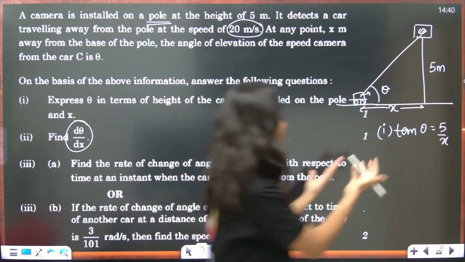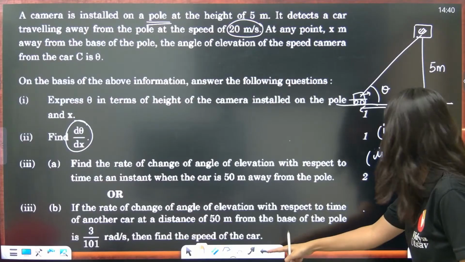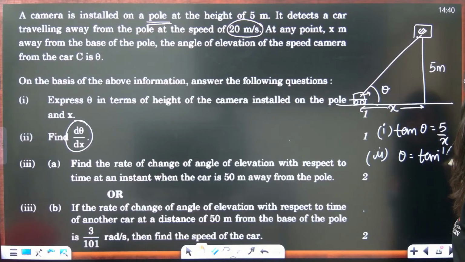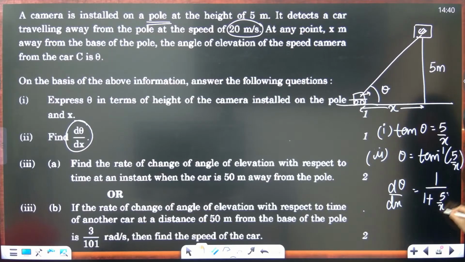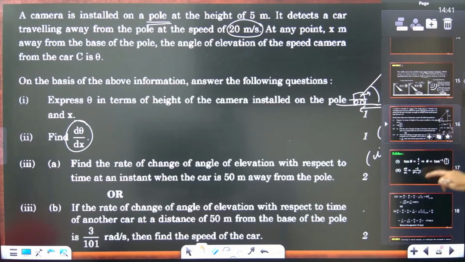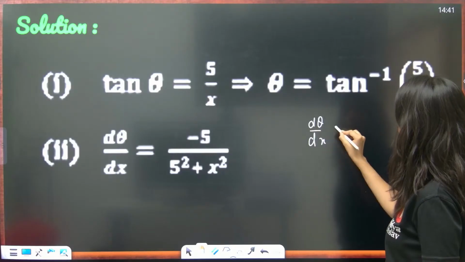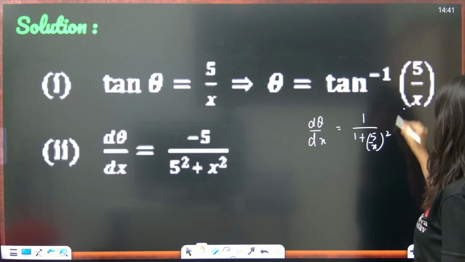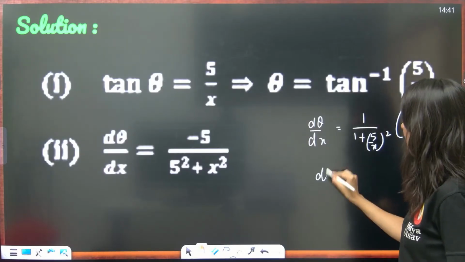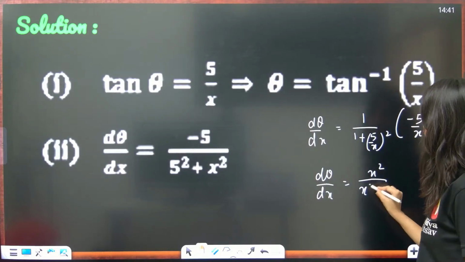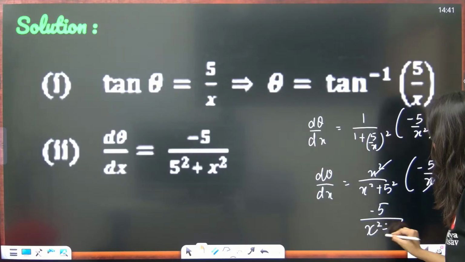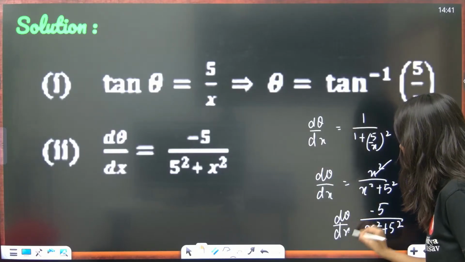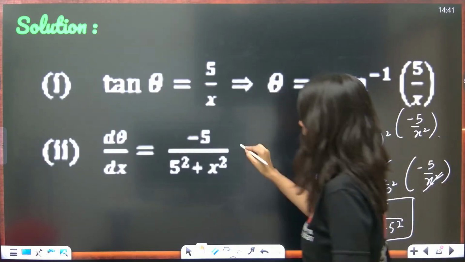The second part is d theta by dx. So you just need to differentiate. First of all, theta is tan inverse 5 by x. So d theta by dx will be 1 upon 1 plus (5 by x) whole square, multiplied by minus 5 upon x square. Correct? So this is your d theta. Let me show you the solution. So d theta by dx is x square upon x square plus 5 square into minus 5 upon x square, which is minus 5 upon x square plus 5 square. Okay, second part done.